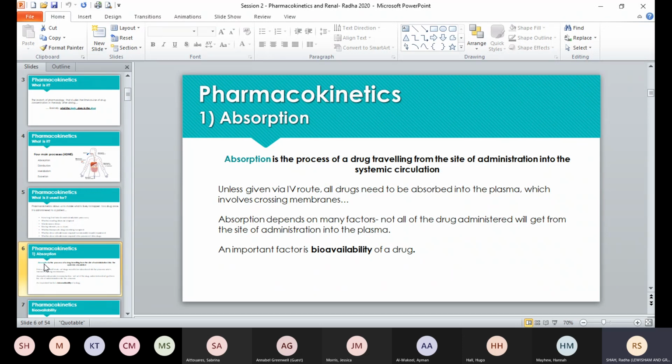I'm not sure, are any of you familiar with what bioavailability means? You can write it in the chat box if you are, or you can guess what you think, make an educated guess.